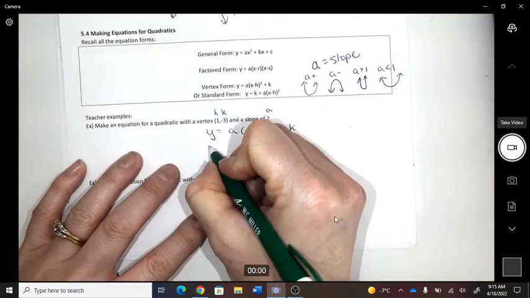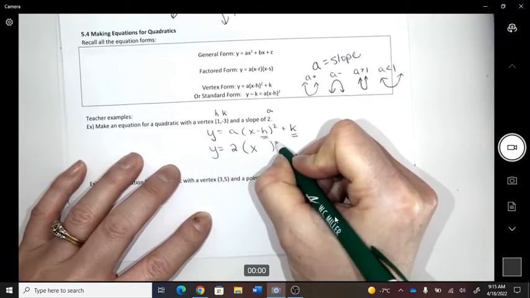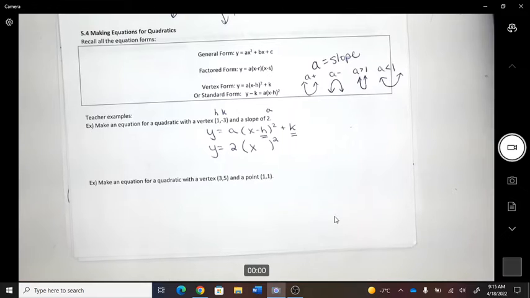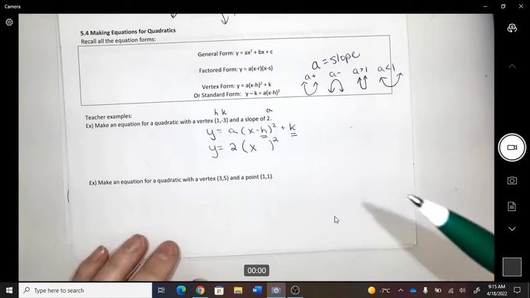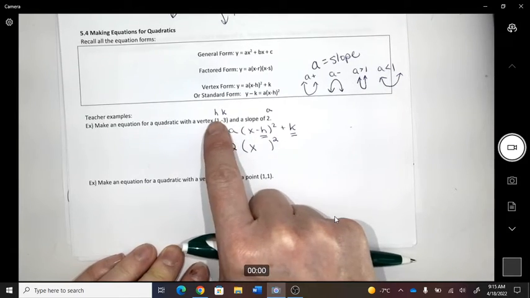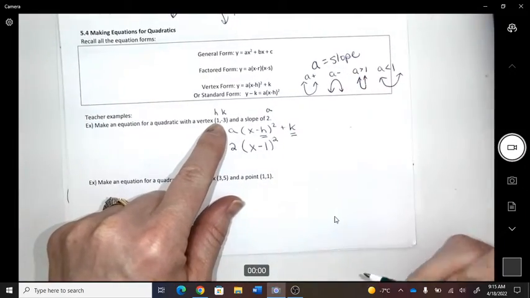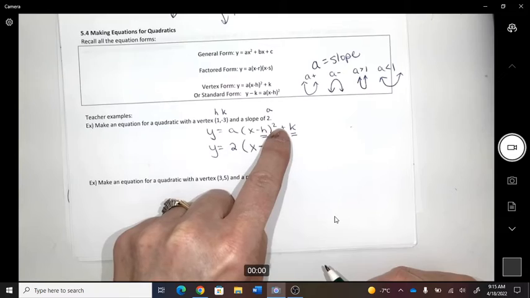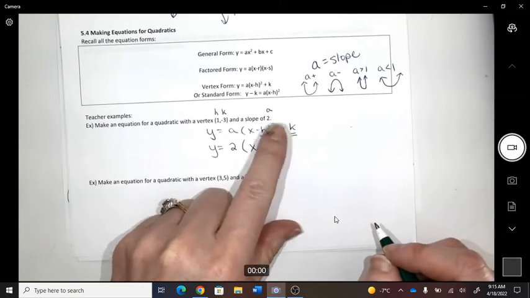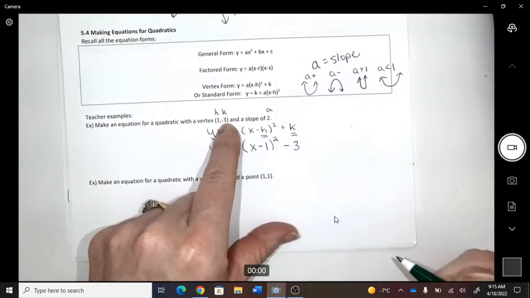Okay, so I'm going to go y equals 2 bracket. The x stays, the squared stays. Okay, so x and y always remain open. Okay, do you notice that this says to subtract h? So I'm going to do the opposite, and if I see a 1 here, I'm going to subtract 1. And then this is a plus k. So when I add a negative 3, it subtracts 3.